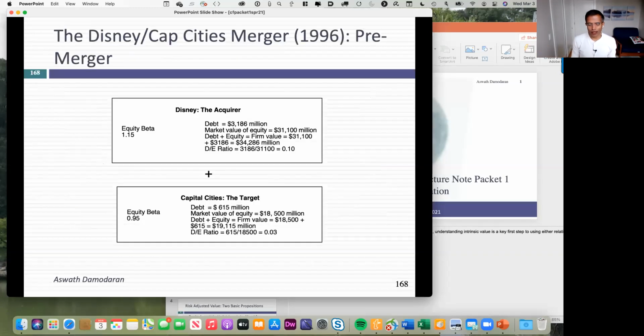For the moment, you're saying, who cares? I'm going to use this first with an acquisition so you can see it play out. And then we're going to take Disney and think about what the beta will be based on the business it's in.